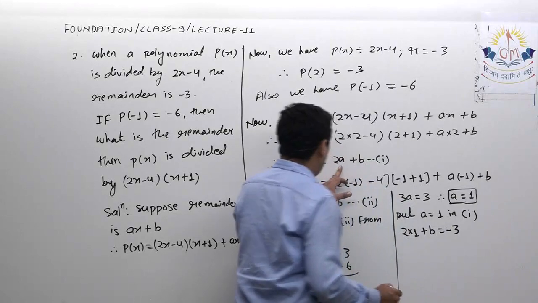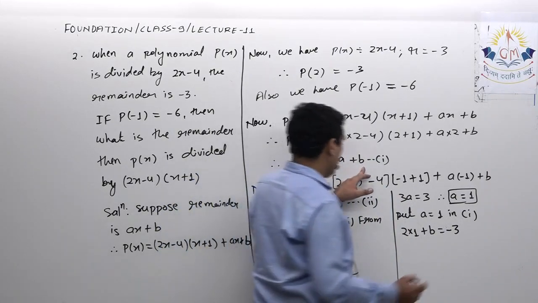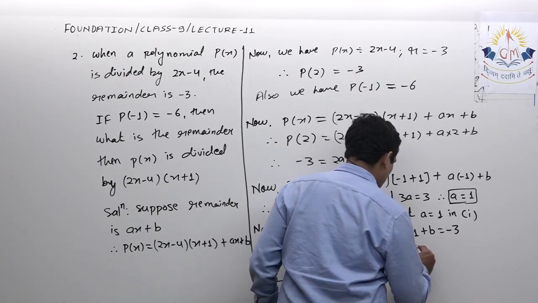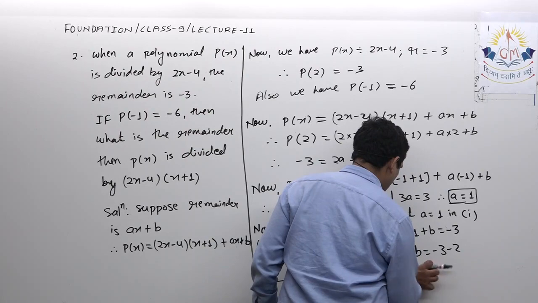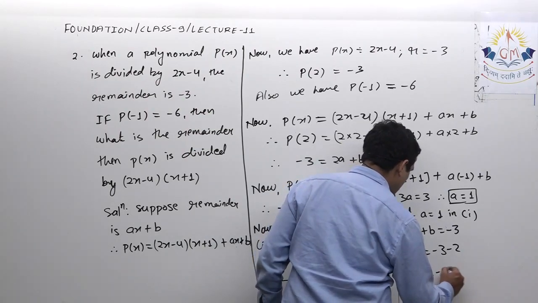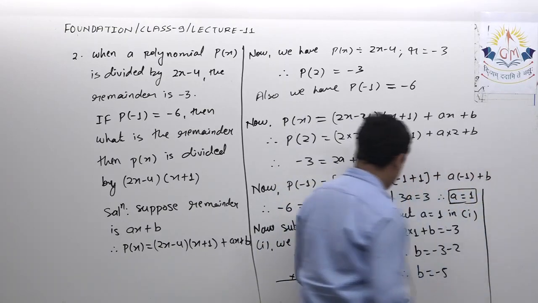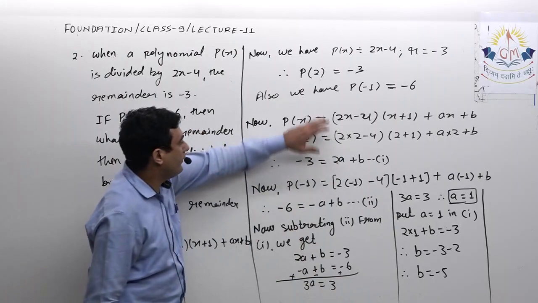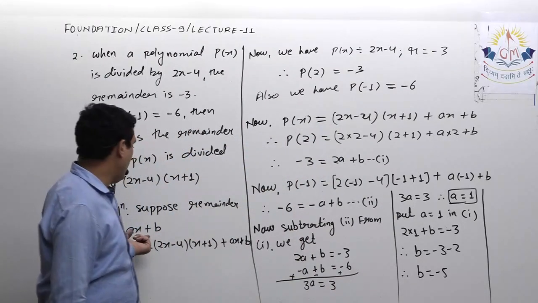Okay, if I put a equal to 1 over here, this will become 2. So 2 plus b equal to minus 3. Therefore b equal to minus 3 minus 2. So ultimately the value of b is minus 5. But again, this is not what we have to find. We have to find the remainder, and the remainder we assumed is ax plus b.